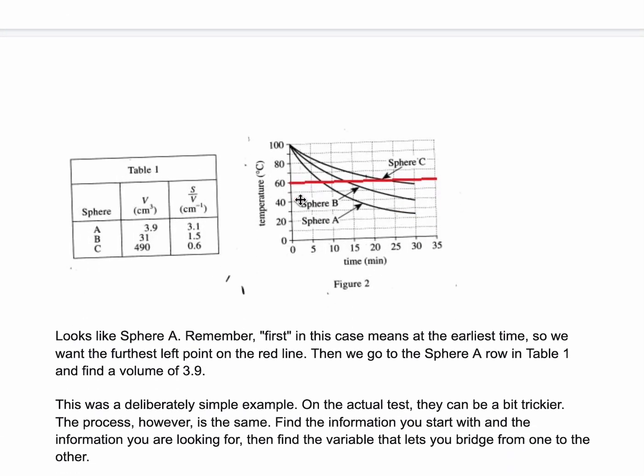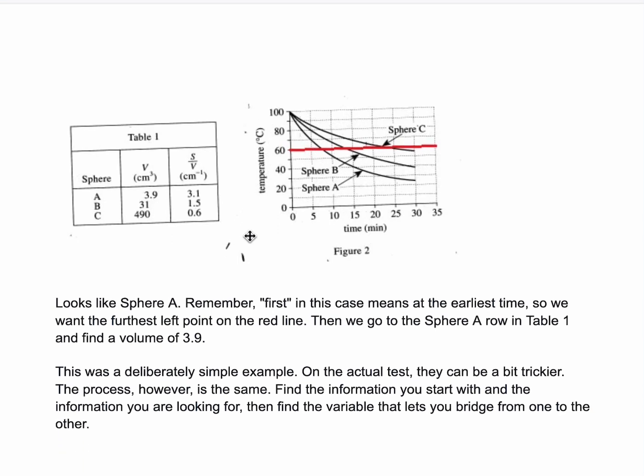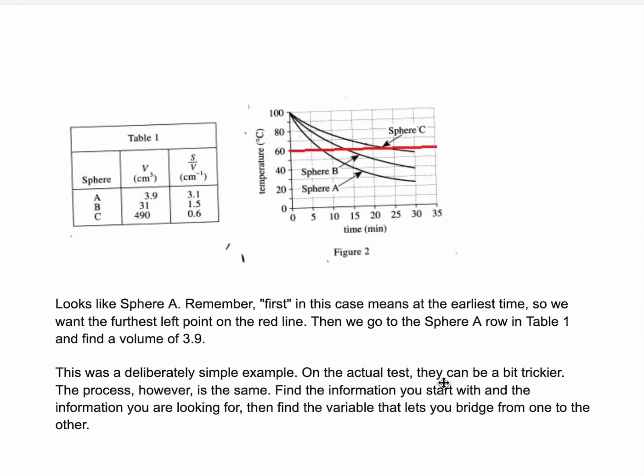Here you can see a little visualization with this red line, that's the 60-degree temperature, and the first one to hit that is this first sphere. On the actual test, these types of questions can be a little trickier, but the process is the same. You find the information you start with and the information you are looking for, and then find the variable that lets you bridge from one to the other. The variable in this case is sphere A, and you get the bridge.